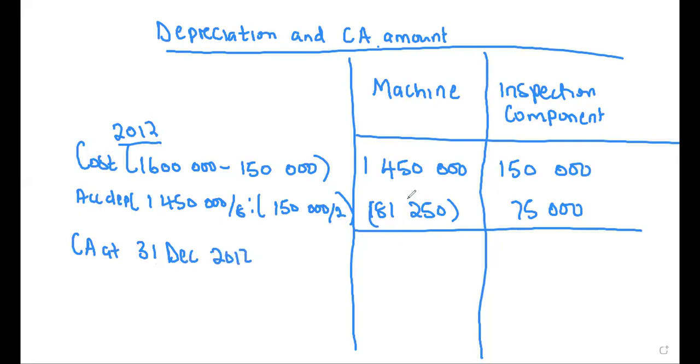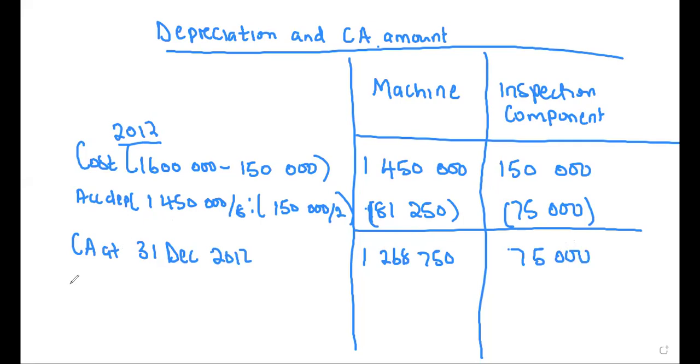So which means we just subtract the depreciation. The first one is going to be 1,450,000 minus 181,250, which is going to be 1,268,750. This one is going to be 75,000.